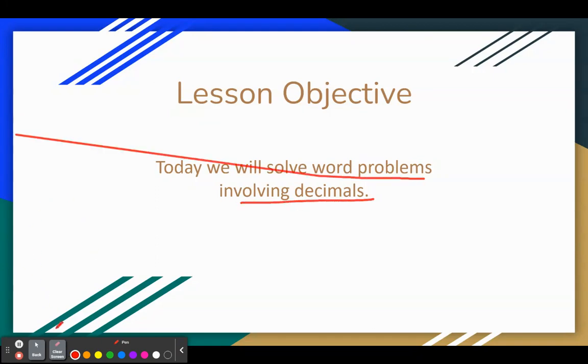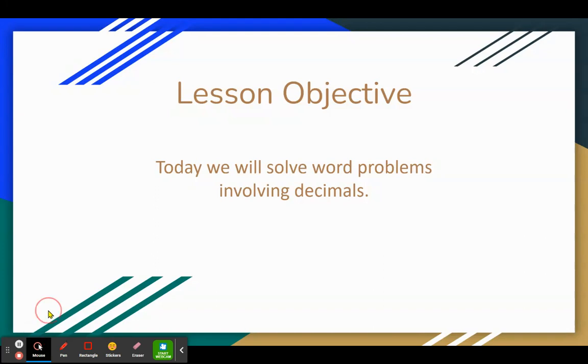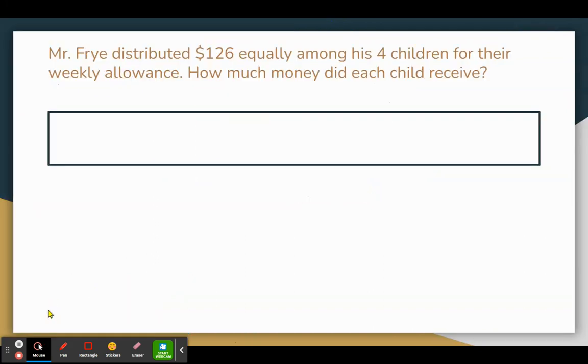Oh, wow. My pen went a little bit crazy there. Sorry, y'all. All right.